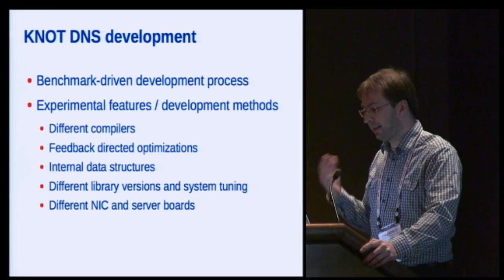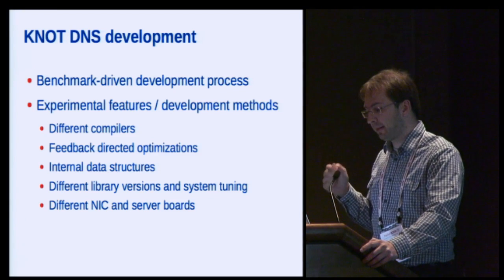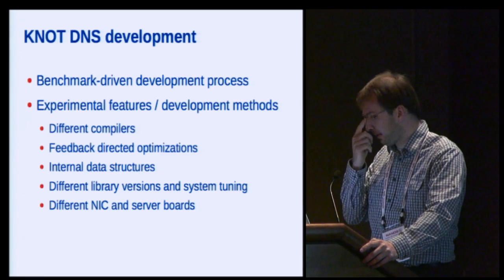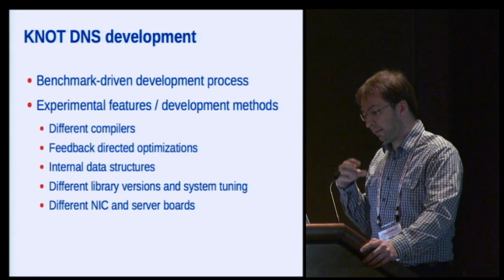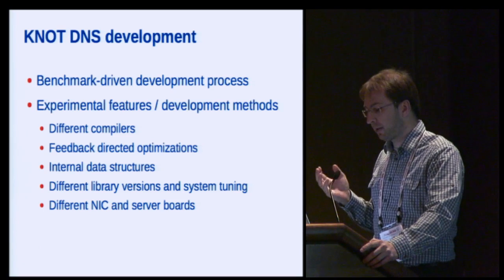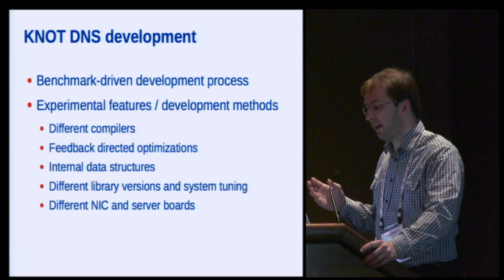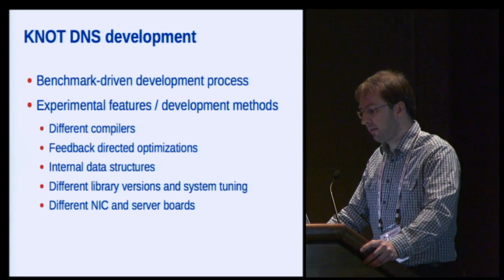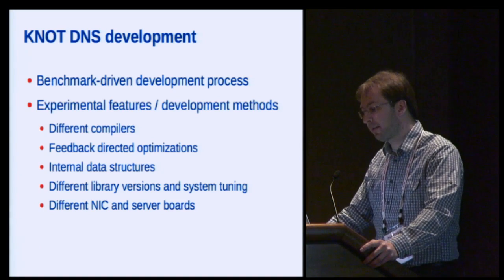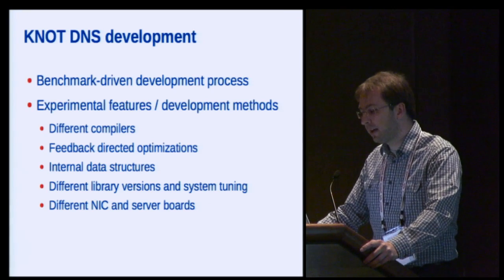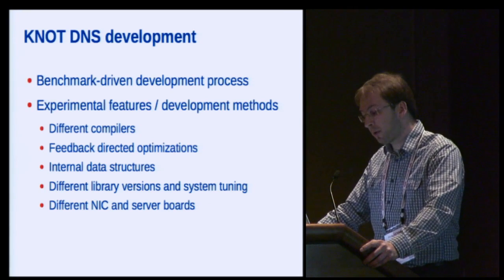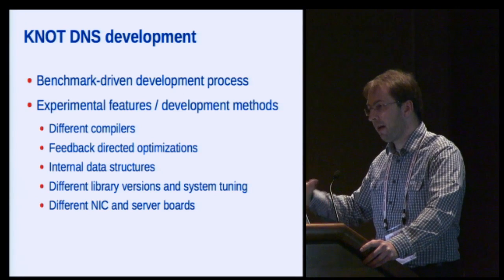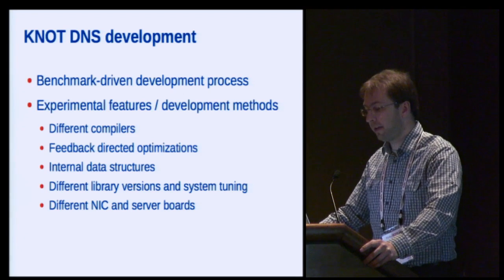We semi-automatically measure only the versions that we really need to understand, and it's usually when we deploy some experimental features or experimental development methods, like we tried different compilers or different compiler versions. We've tried feedback-directed optimizations and different configurations for AutoFDO in GCC. And of course, we measure internal data structures and changes in internal data structures, or methods for manipulating them, which is really interesting stuff.